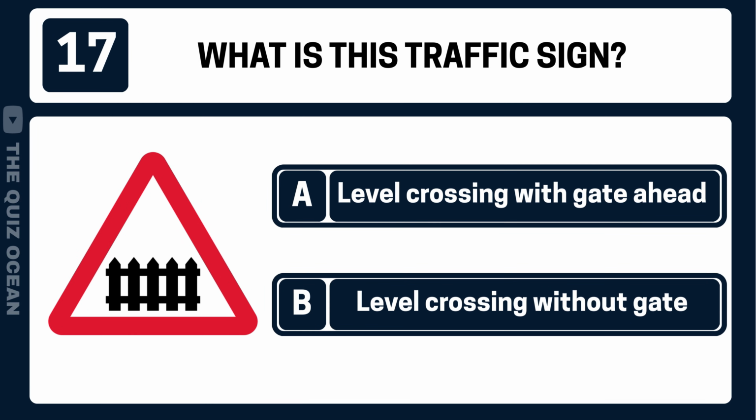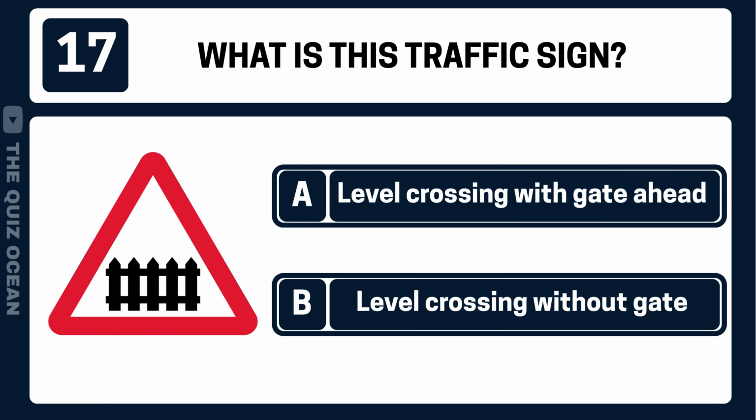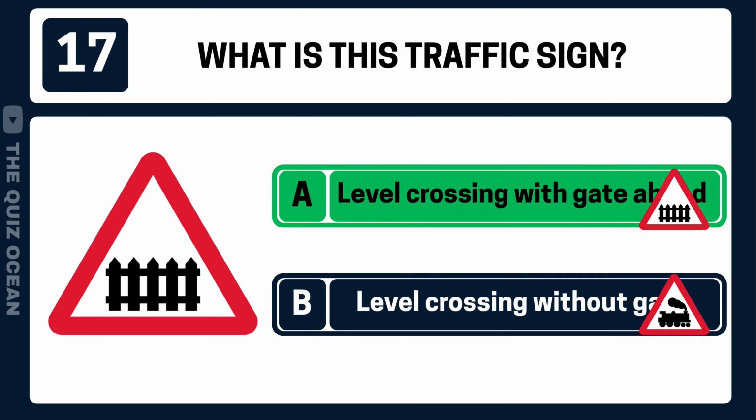What is this traffic sign? A. Level crossing with gate ahead. B. Level crossing without gate. Excellent. This is the level crossing with a gate sign.